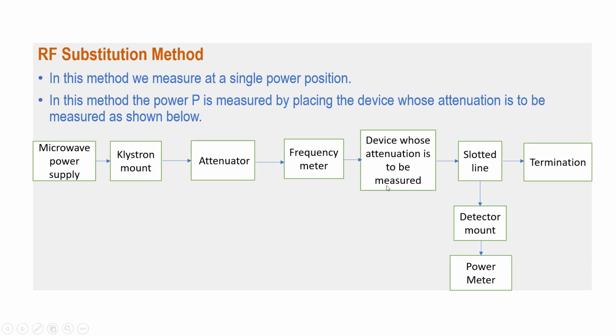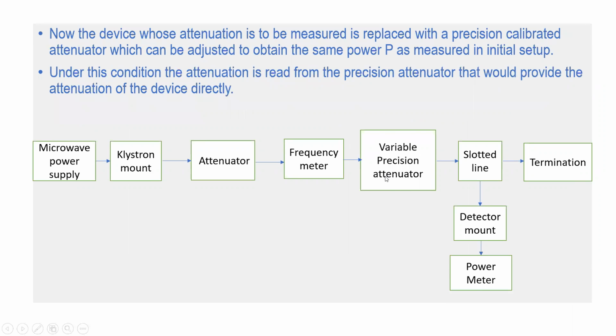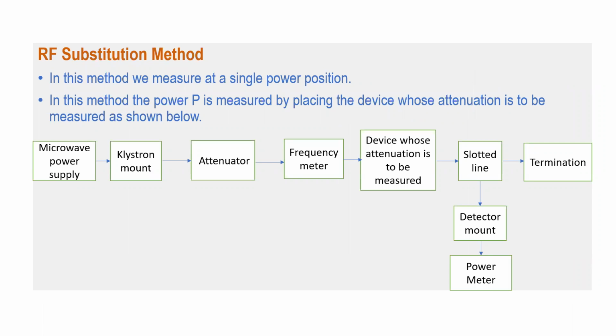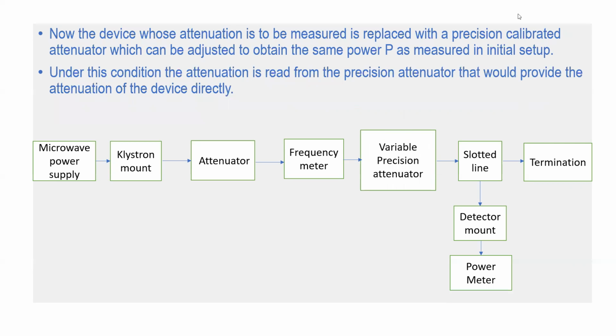This has been placed initially. Now the device whose attenuation is to be measured is replaced with a precision calibrated attenuator. So initially we have placed the device. After placing the device, we have taken a power value. Now we are removing this, and instead of this, we will be placing one more attenuator which is calibrated and variable.